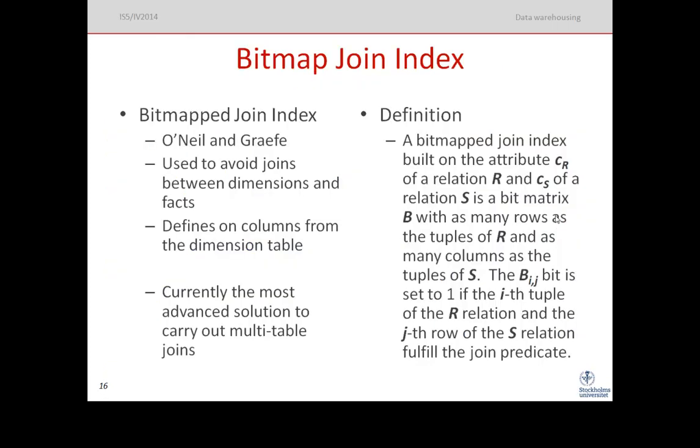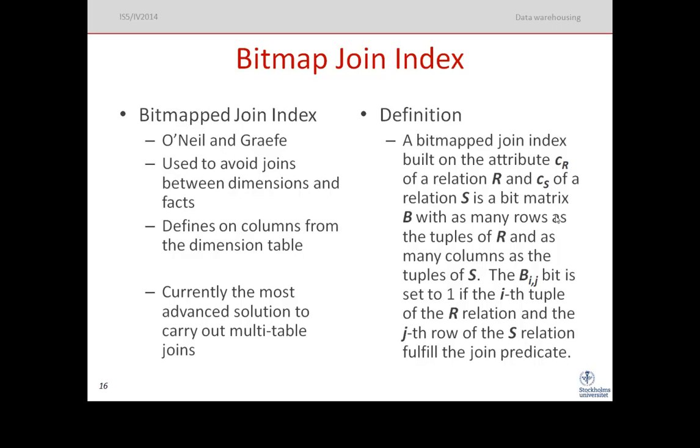So bitmap join indexes are a way of combining join indexing and bitmap indexing. This is from O'Neil and Graefe, and they are used to avoid joins between dimensions and facts. So bitmap join indexes are usually used in data warehouses. They define columns from the dimension table. So currently it is the most advanced solution to carry out multi-table joins. Bitmap join indexes deal with star join schemata, so you could call it a bitmap star join index, I assume.